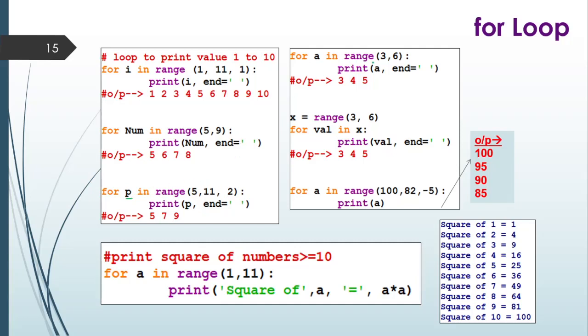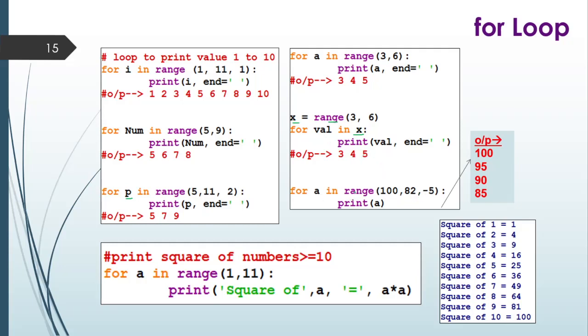Next example, for a in range(3, 6). So the sequence will contain 3, 4 and 5. Those numbers will be printed. This code can also be written as follows: we can store the sequence of values generated in a variable x and use that variable in the for loop. For val in x, print val. So x will contain 3, 4 and 5. And this val variable will contain each item from x and the output will be 3, 4 and 5.